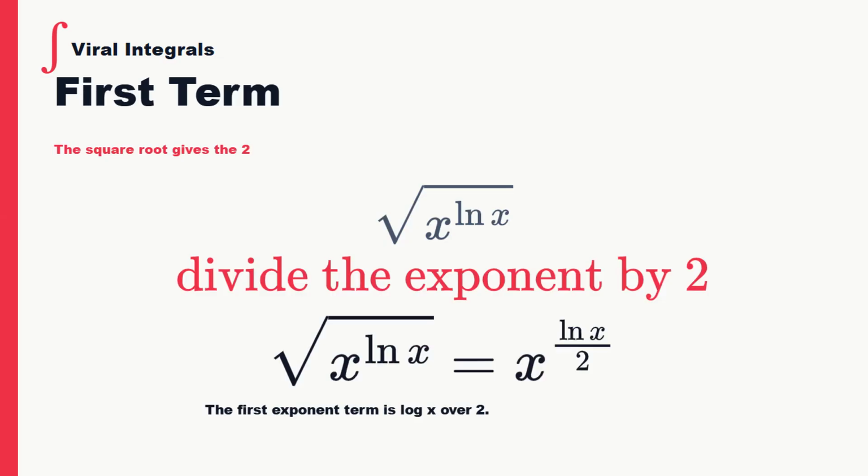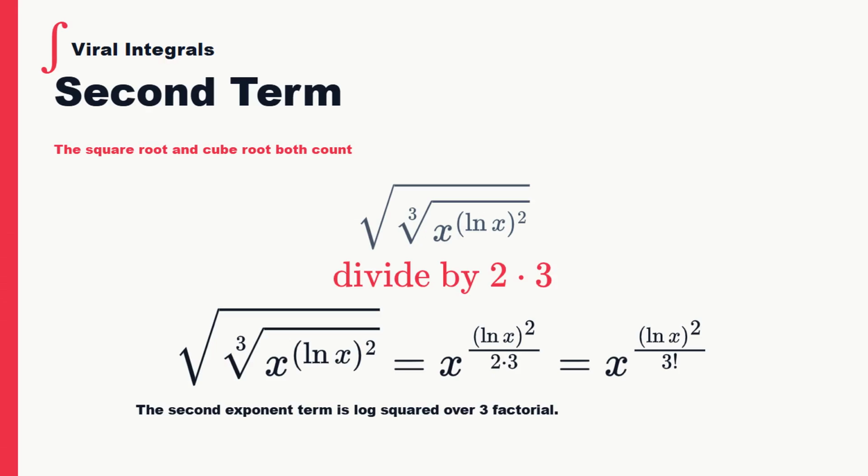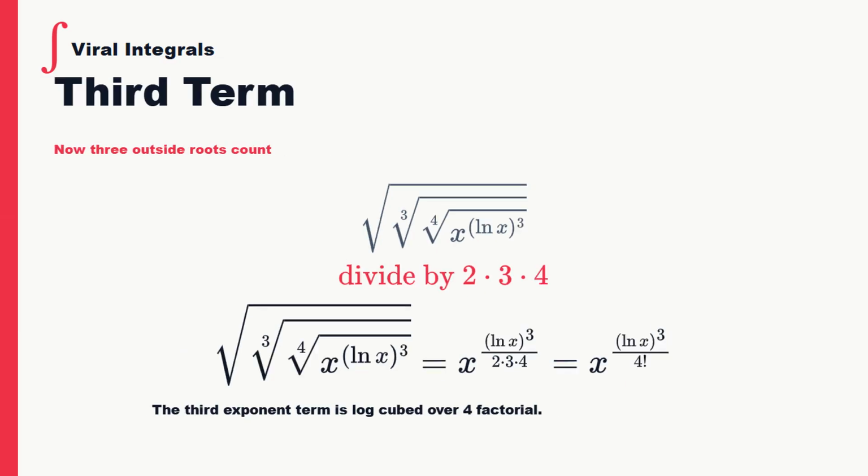The first power, x to log x, is only under the square root. That single root divides its exponent by 2. The next power sits under a cube root and also under the outside square root, so both denominators appear. The third power is under the fourth root, the cube root and the square root. That gives the next factorial denominator.